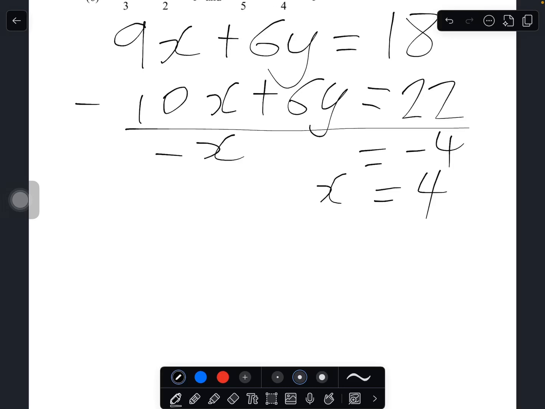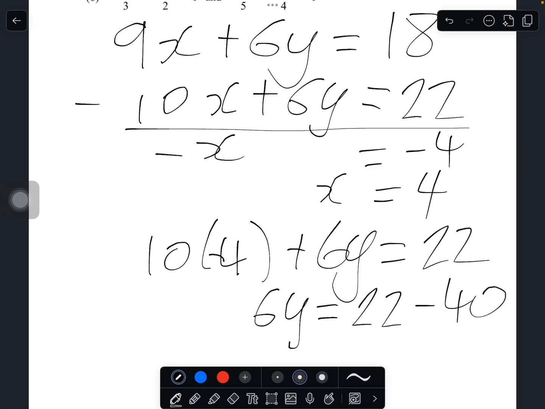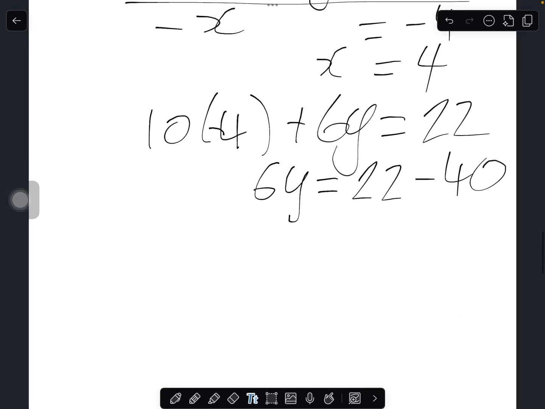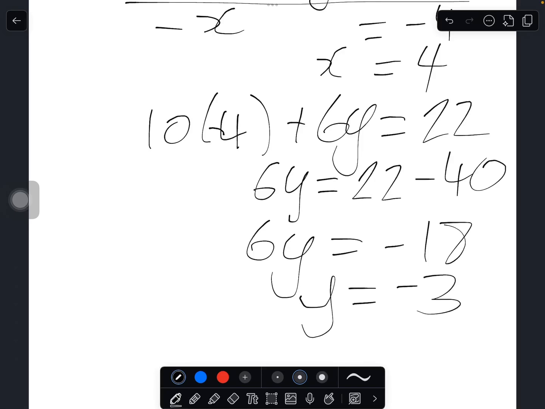Now, since we have that x equals 4, we can substitute that in. So I'll substitute it into this 10 into 4 plus 6y equals 22. So I'll then get 40. So I'll have 6y equals 22 minus 40. And that will now leave me with 6y equals -18. And then y equals -3. This one was slightly trickier, but I hope you guys see how to get the hang of this.